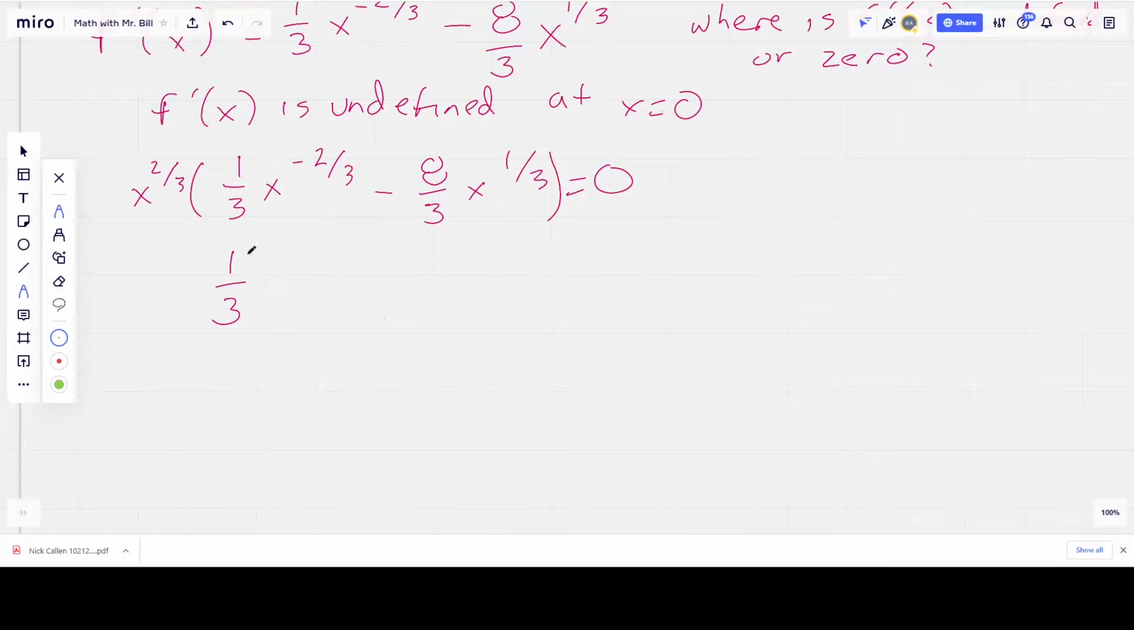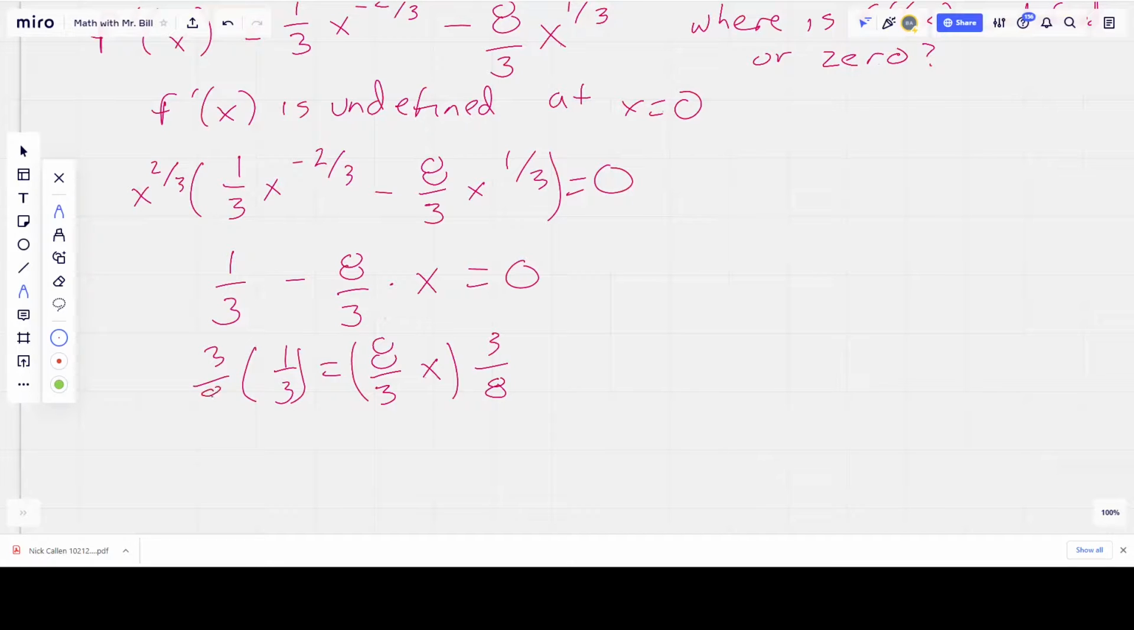If I multiply by x to the 2/3, I get 1/3 minus 8/3 times x equals 0. And if I solve this for x, I get 1/3 is equal to 8/3 x, multiply both sides by 3/8, and that tells me that f prime is equal to 0 when x is equal to 1/8. So our critical points are going to be at x equals 0 and x equals 1/8.